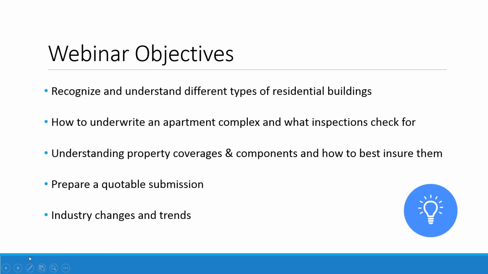So now, what are we going to learn today? As I mentioned, HAB is really changing a lot, and so this is a great time to learn the latest on what's going on. The place to start is to really be able to recognize the different types of residential buildings. She's going to spend time on that. Also, how to underwrite an apartment complex, what you want to be looking for that is going to get caught on inspections, and then what are the property coverages and components for an apartment building, and how best to insure them.